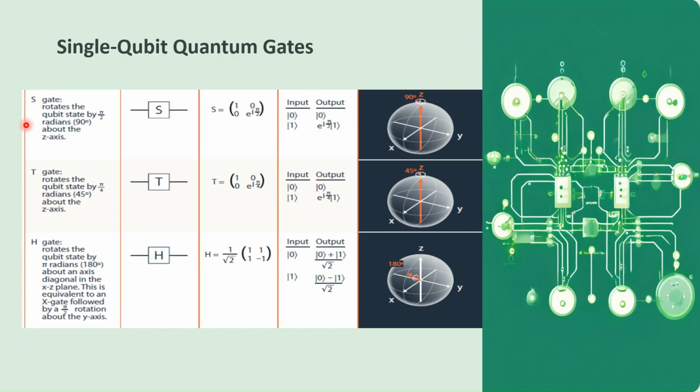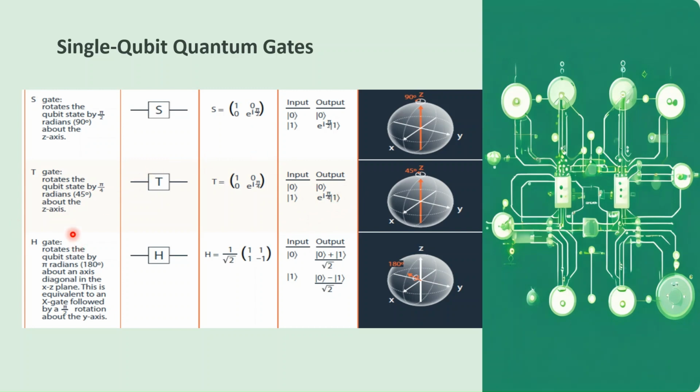The T gate rotates the qubit state by 45 degrees about the z-axis. This is the circuit representation, and this is the matrix. Here we see that if we apply the T gate on the one state, we get a phase which is e to the power i pi by 4.